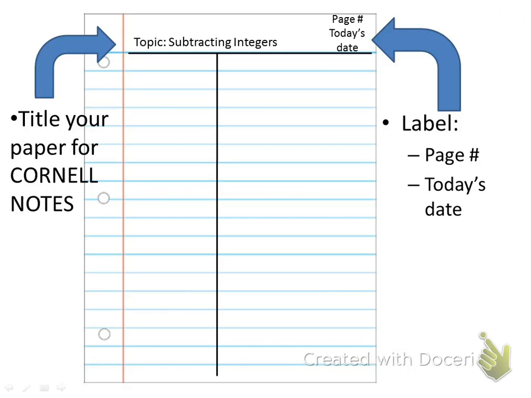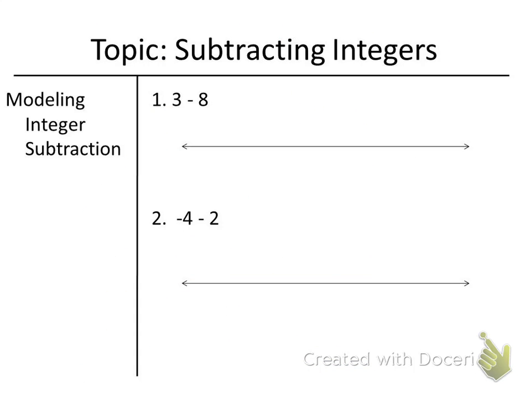Today, our topic is subtracting integers. In the top left-hand corner, where it says topic, write subtracting integers on your Cornell Notes. Write the page number and today's date also on your paper. Okay, for the first subtopic, write modeling integer subtraction.